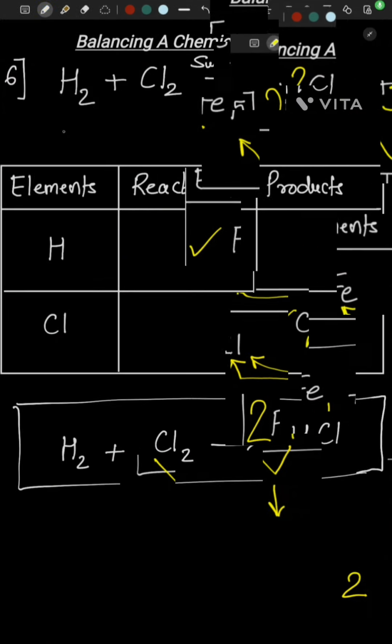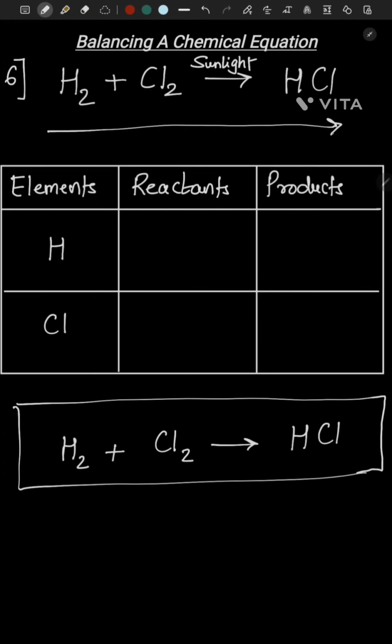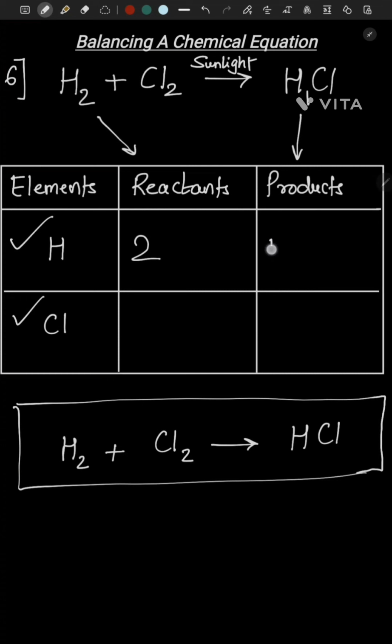The next chemical equation is H2 plus Cl2 gives HCl under sunlight. Let's check. The elements involved are hydrogen and chlorine. Now we are going to write the number of atoms. On the reactant side there are 2 atoms of hydrogen, and on the product side there is nothing, which means 1 atom of hydrogen. Similarly chlorine, here it is clearly 2. On the right-hand side, the product side, where there is no number, it means 1. It's very clear that both of them are not balanced, as we have 2, 1, 2, 1.